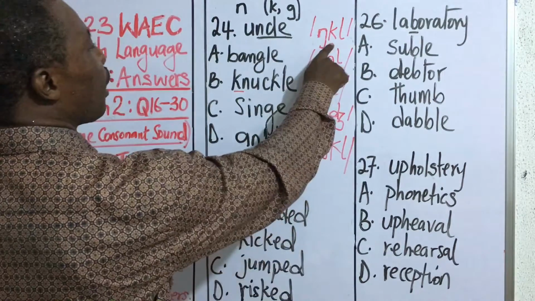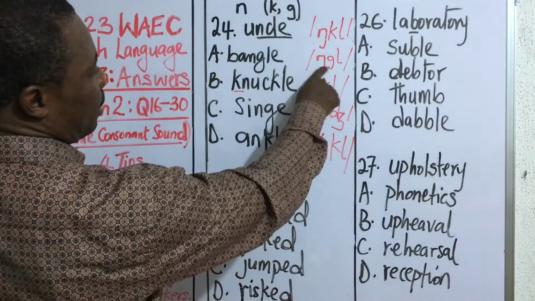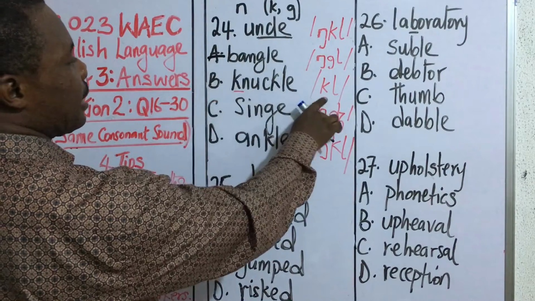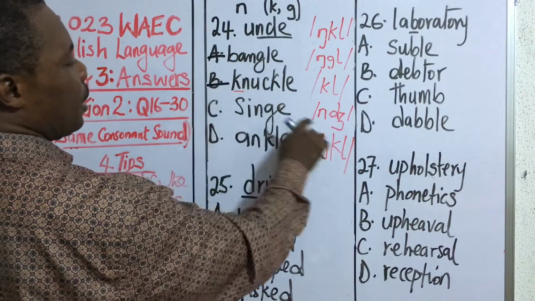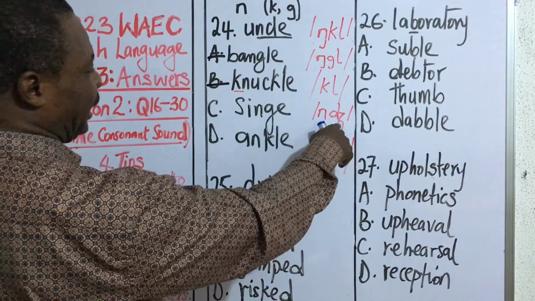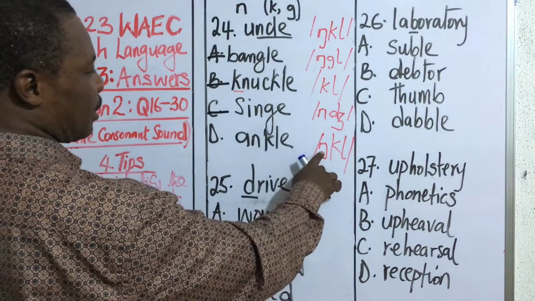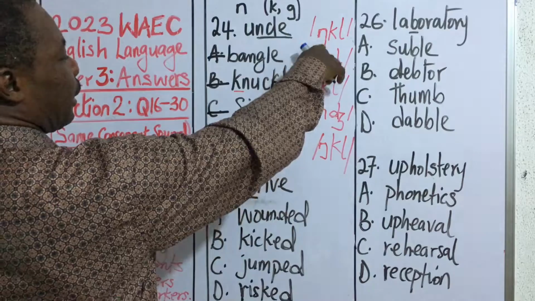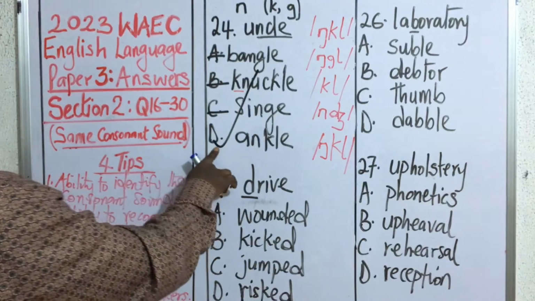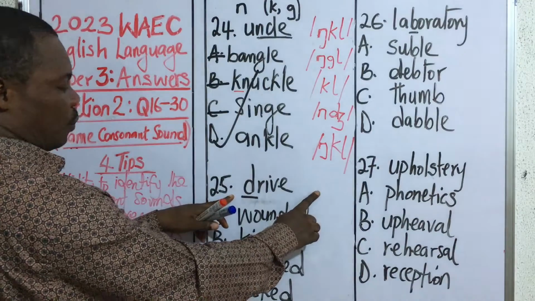Alright? K and L. This is G and L, no. And this is K and L, no. This is what? N and G, no. And this is K and L. Okay, so the correct answer is what? D. Now we come to 25.